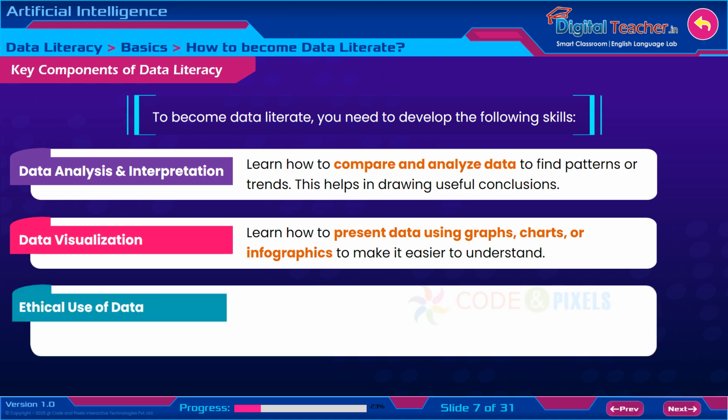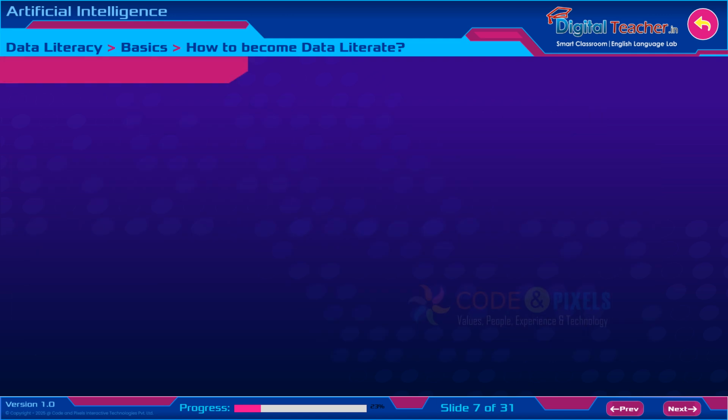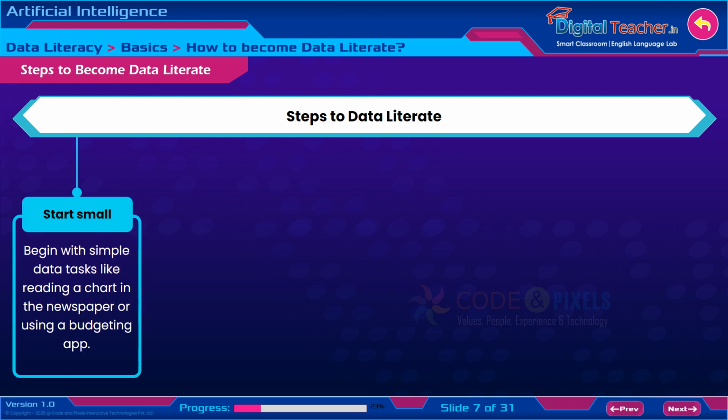Ethical use of data. Always handle data responsibly. Don't share others' personal information without permission, and respect privacy and accuracy. Steps to become data literate. Start small. Begin with simple data tasks like reading a chart in the newspaper or using a budgeting app.